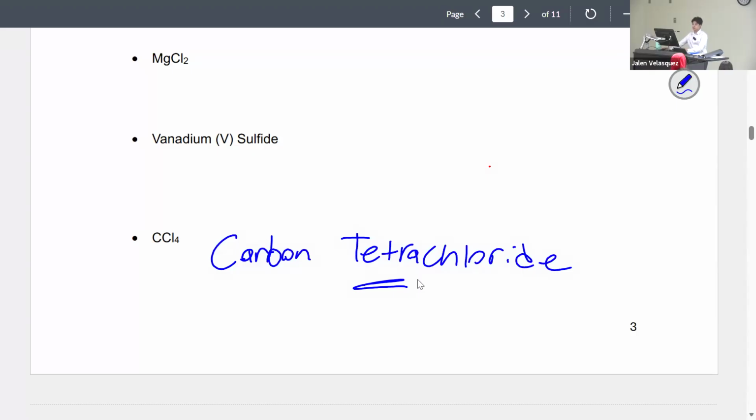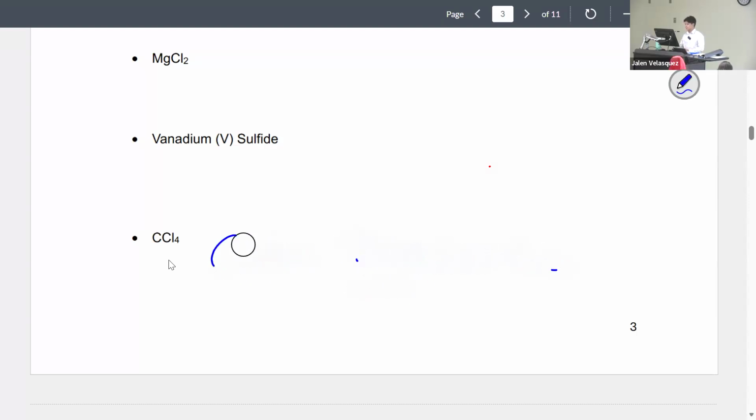It's an exception to the rule. When your first element is supposed to have a prefix of 1, you omit that prefix, so you just ignore it. Okay. Does that make sense? Do we remember those rules from a little bit ago?